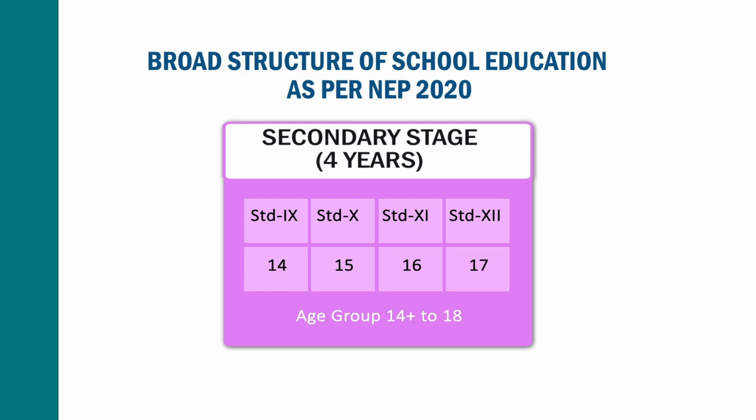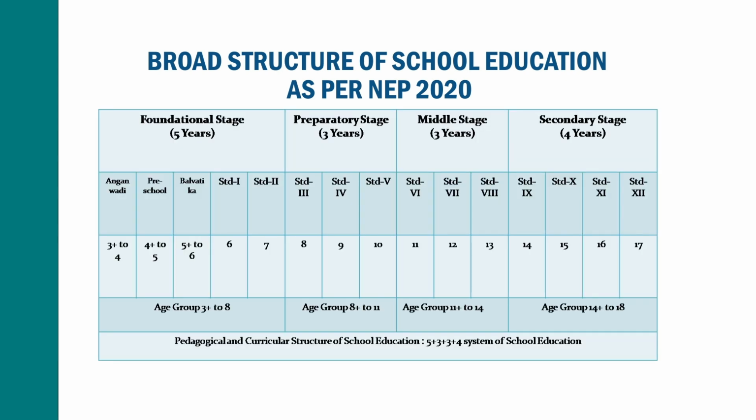Okay, in different skill areas, in different vocational branches, for studying different vocational education or vocational fields. So friends, these are the broad structure of school education as per the National Education Policy 2020. This has not been implemented, and very shortly this will be implemented.